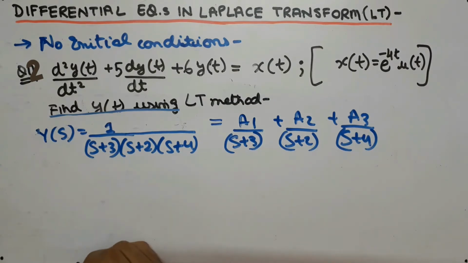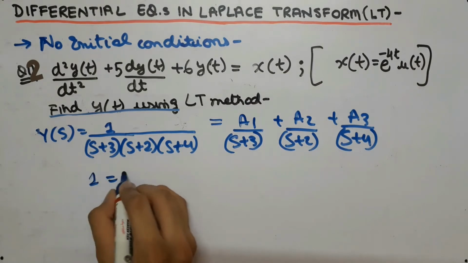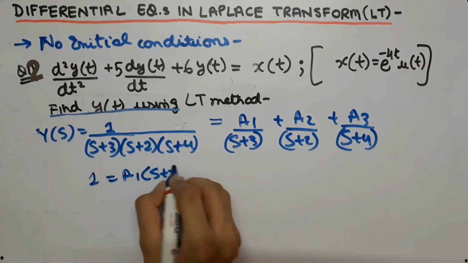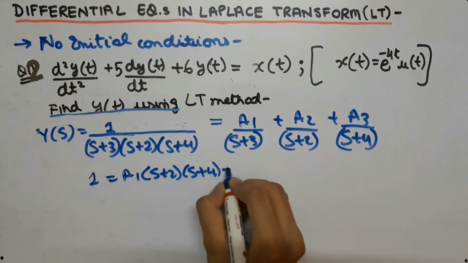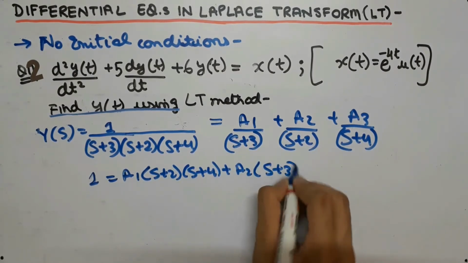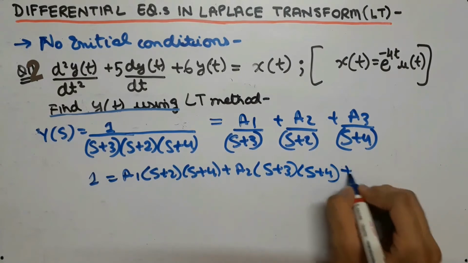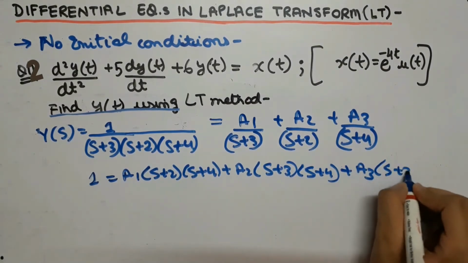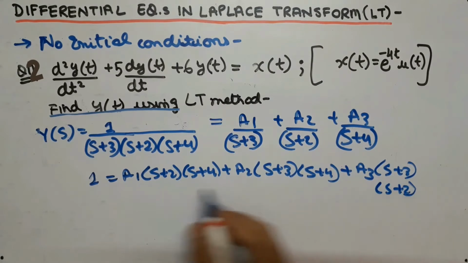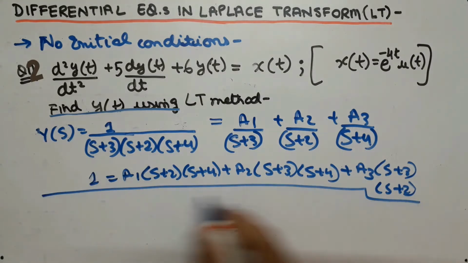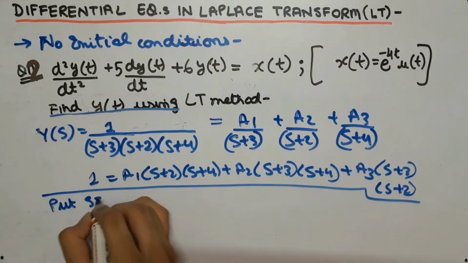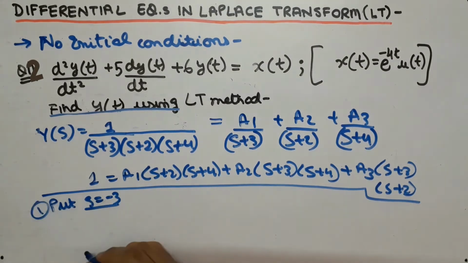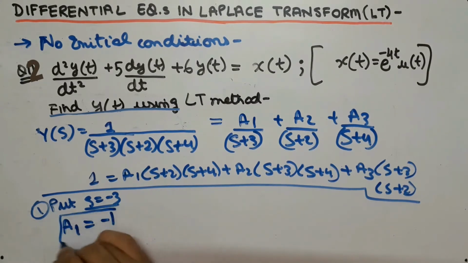That is, on doing that you will get the equation as 1 is equal to a1 (s+2)(s+4) plus a2 (s+3)(s+4) plus a3 (s+3)(s+2). Now we are going to substitute necessary values of s in order to find the values of a1, a2 and a3. That is, first of all, we are going to put s as -3. On doing that, you will get the value of a1, which will come out to be -1.